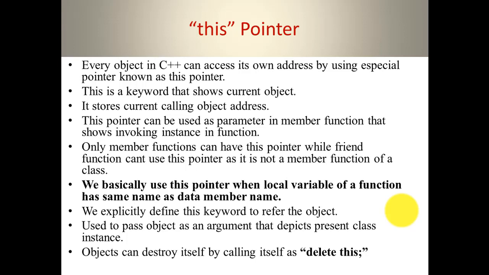Objects can destroy themselves by calling delete this. This means it invokes, it shows the current object of the class. So an object can delete itself.